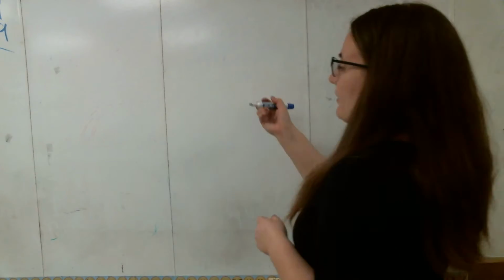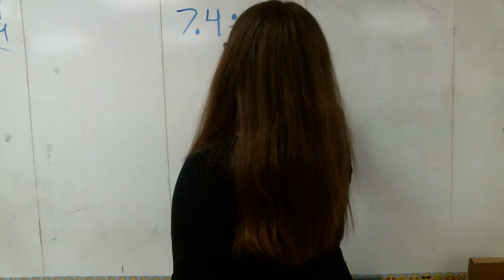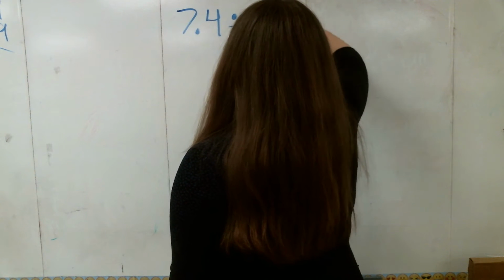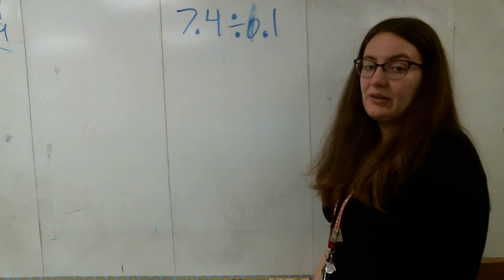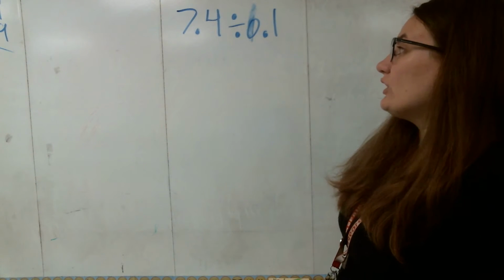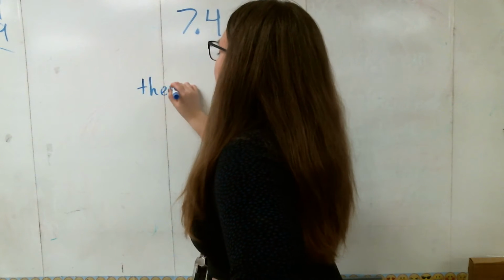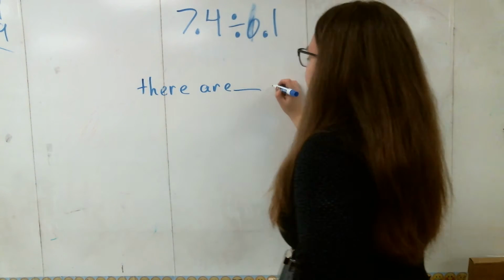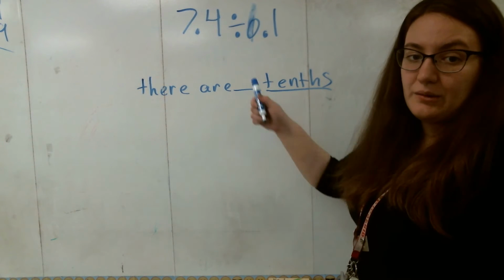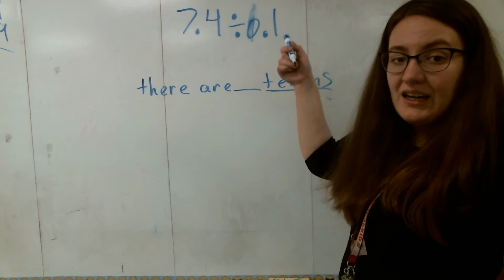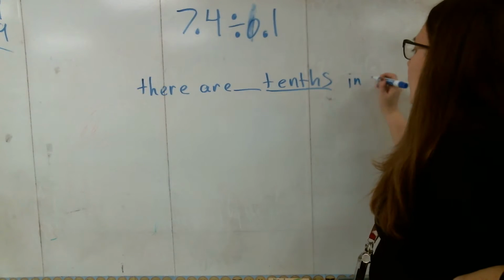So for this next problem, I have 7 4/10 divided by 1/10. So my problem looks like this right now. Then what I need to do is think about, well, there are blank tenths. And the reason I have this unit, tenths, right here is because I'm dividing by tenths. If I'm dividing by tenths, I want to know how many tenths I'm going to have.